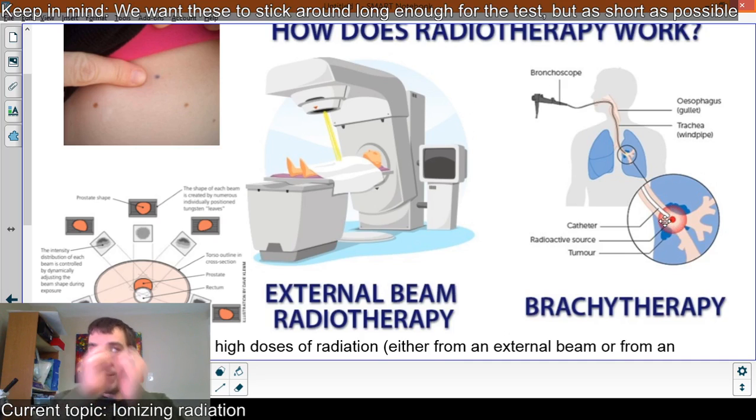The idea here is that the radiation is strongest right near the source, and then it fades as it gets further away, kind of like the light from a light source.